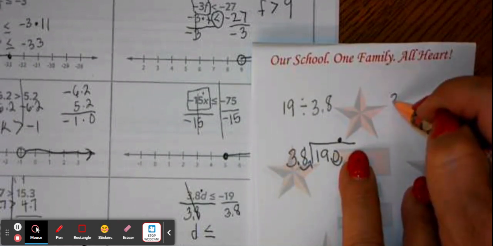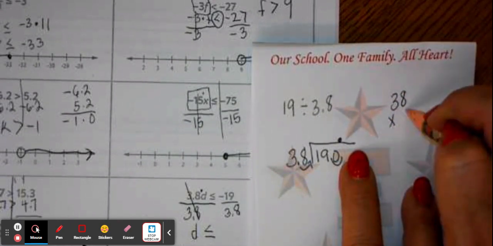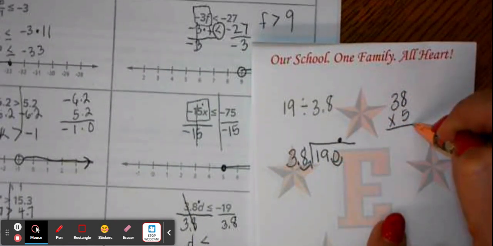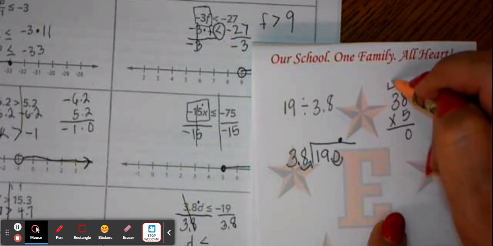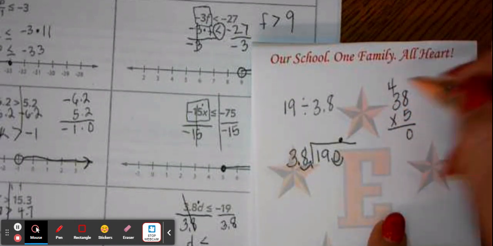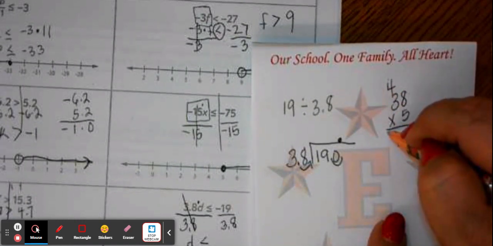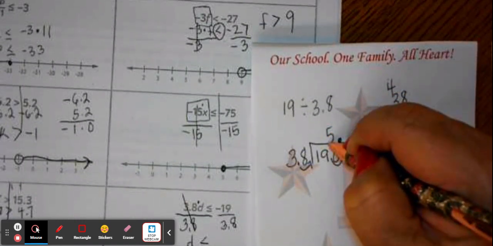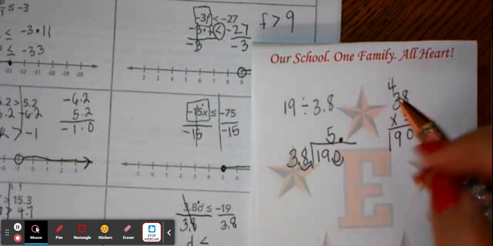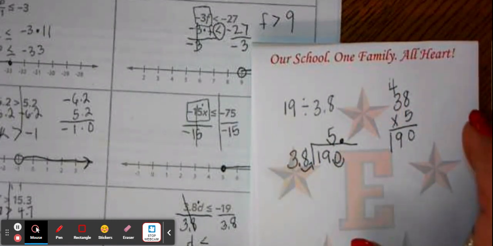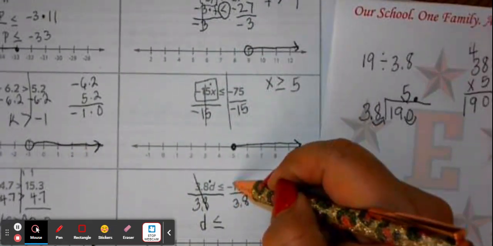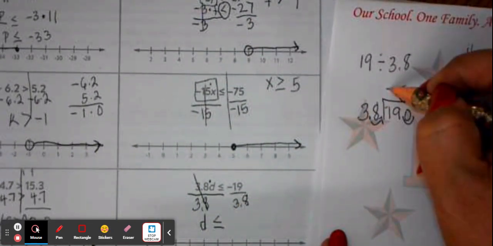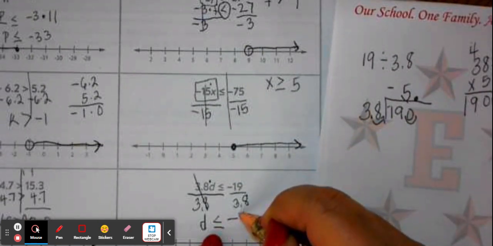So I'm just going to start in the middle. 38 times 5, how many groups? So it's like, okay, let's see if 5 groups. 5 times 8 equals 40. Regroup. 5 times 3 is 15, plus 4 more is 19. Yep, so it's exactly 5. So that goes into there. So now D is going to be, and remember I had a negative, so it's going to be a negative 5.